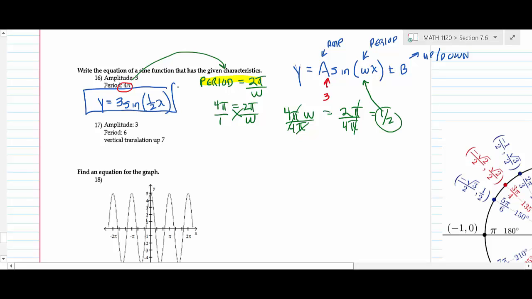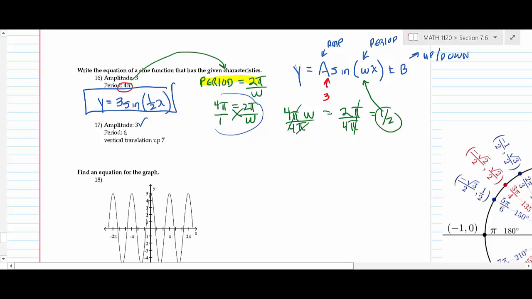Okay? Yeah, I'm sorry, so he's going to multiply, and it's 4 pi omega. No, what I did is I solved that equation to get omega. So I gave you the period's 4 pi, and then we know that the period's 2 pi over omega. So I end up solving this equation by cross multiplying. Okay, you guys got that or not? Okay. All right, this next one's very similar.